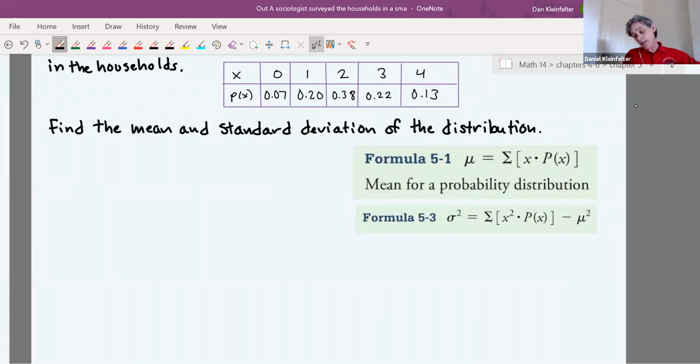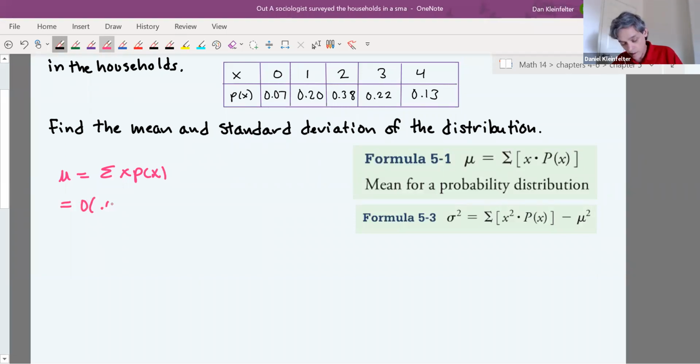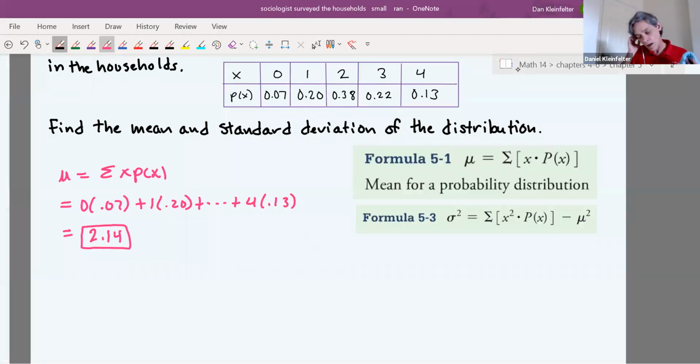For the mean, we just need x p of x. So let's do that. Mu will be the sum of x p of x. I'm just going to multiply 0 times 0.07. That's kind of pointless, but I just want to make sure we know what the format is. 1 times 0.20 plus, the pattern continues all the way down to 4 times 0.13. Okay, so let's see what we get. All right, going through the calculations, we end up with 2.14.